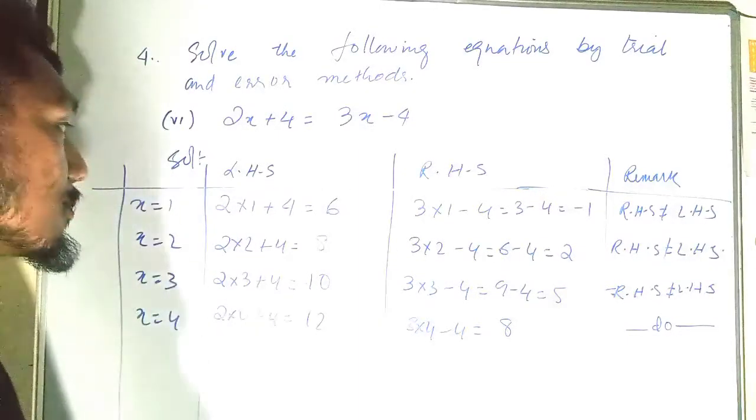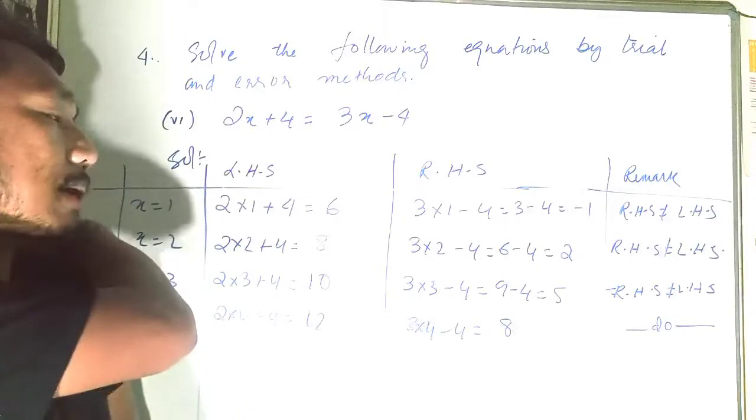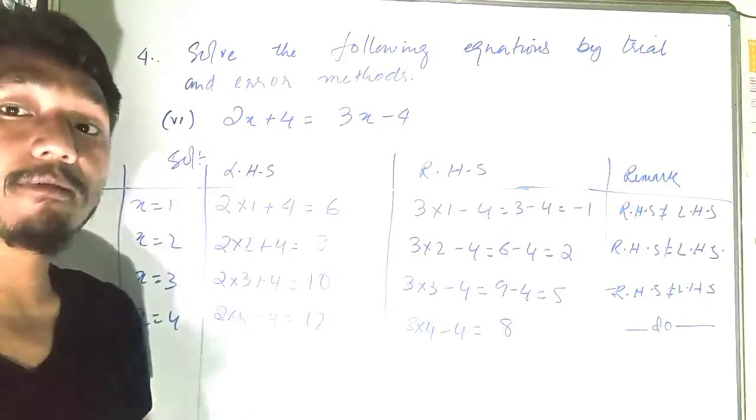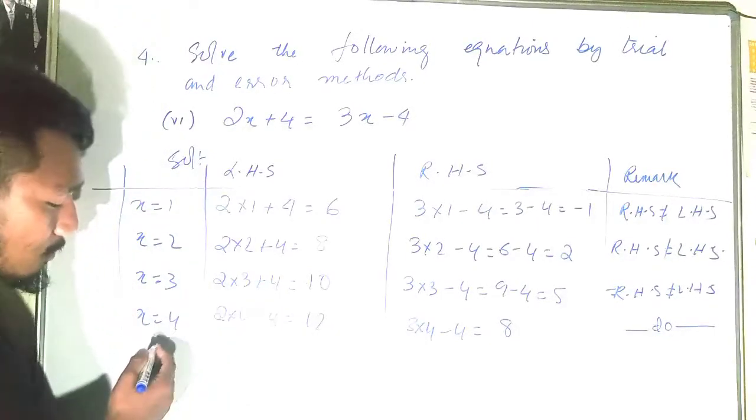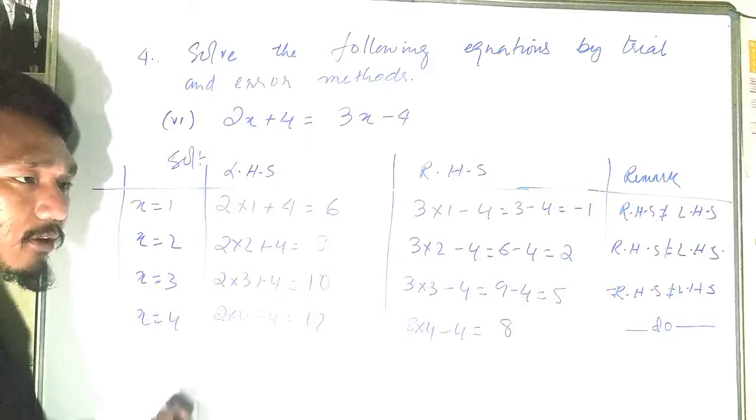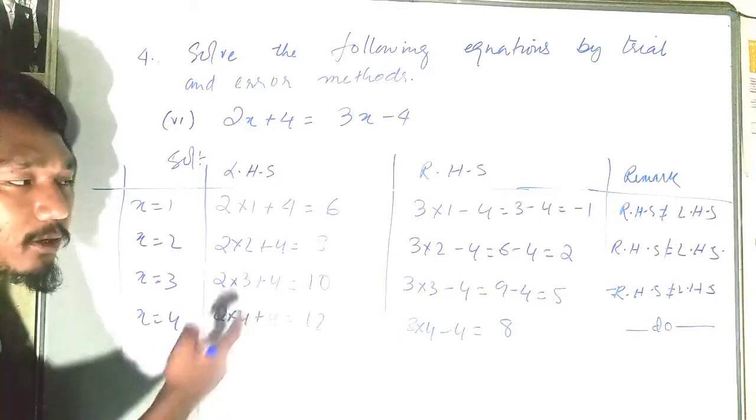You can even put x is equal to minus 1 also. But here you will get one important solution. If you keep on increasing, putting the values x is equal to 5, x is equal to 6, x is equal to 7, then you will keep on getting unequal values.